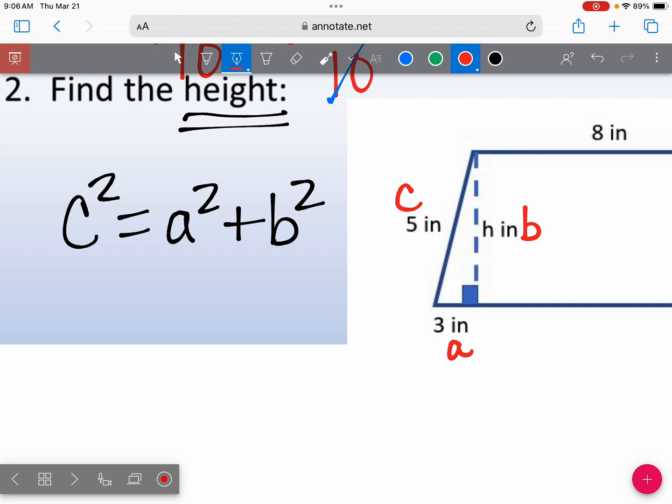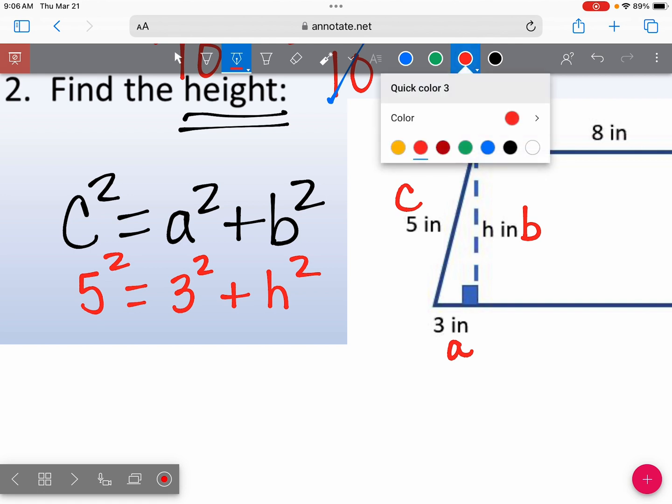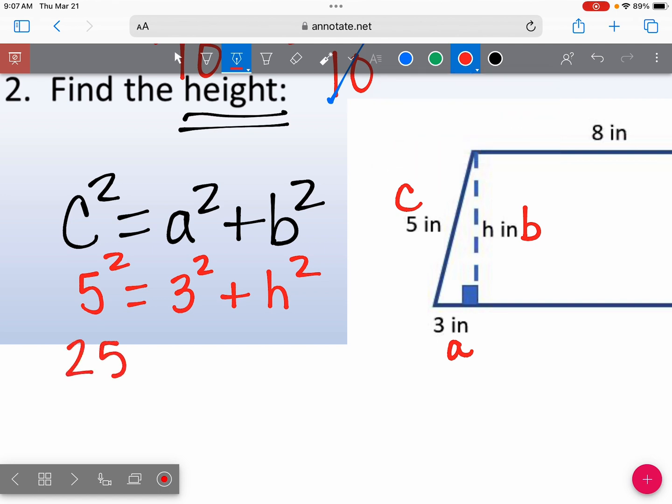So let's fill it in. We got 5 squared equals A squared plus H squared. So pick up your calculators if you need to. Figure out what is 5 times 5, what is 5 squared, and 3 times 3. Yep, so we got 25 equals 9 plus H squared.